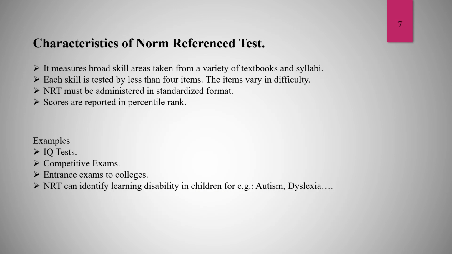Characteristics of norm reference test. It measures broad skill areas taken from a variety of textbooks and syllabus. Each skill is tested by less than 4 items. The items vary in their difficulty. NRT must be administered in a standardized format. Okay, and scores are reported in the form of percentile rank. Examples are IQ tests, competitive exams, entrance exams to colleges. Norm reference test can identify learning disability in children, for example, autism and dyslexia.